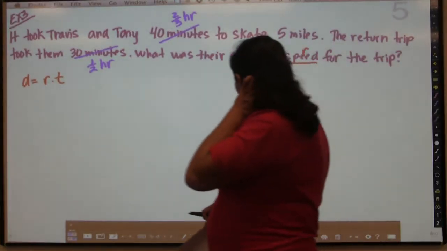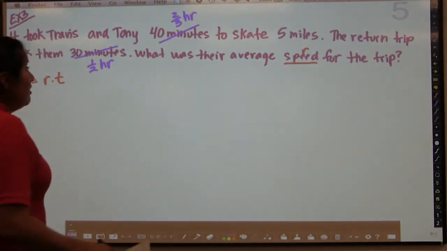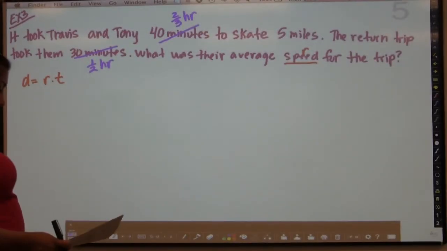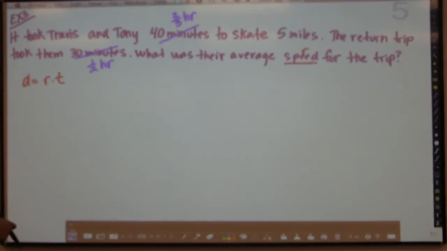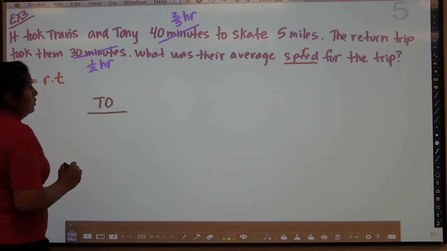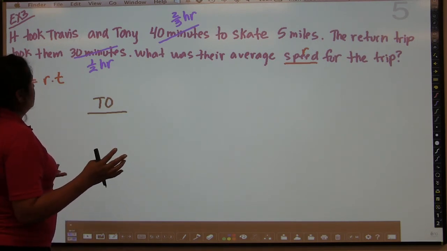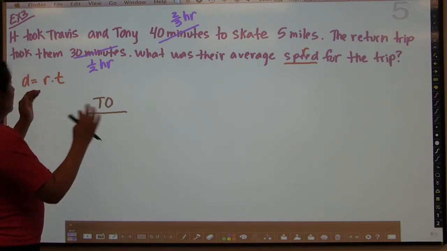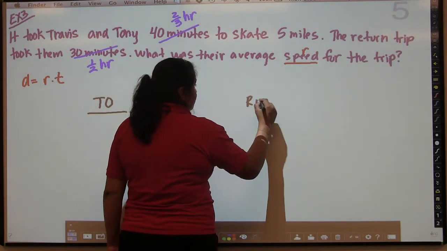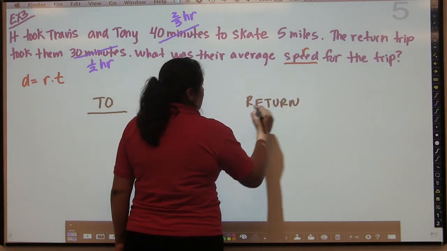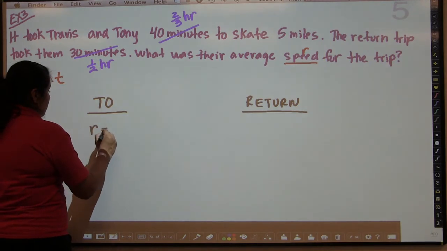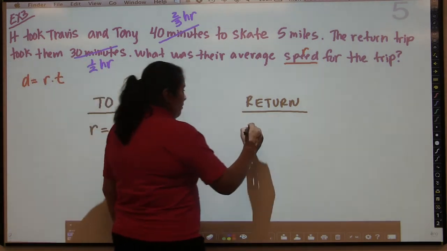It says, what was their average speed? To get their average speed, we have to take both of their speeds, add them together, and divide by 2. So we have two scenarios. We have the rate that they go to, wherever they're going, it doesn't really tell us where, but they're going somewhere. And then we have their return trip. Okay, so we need two expressions here, two different rates. First of all, we need to know the rate on the way there and the rate on the way back.